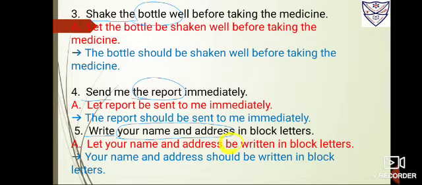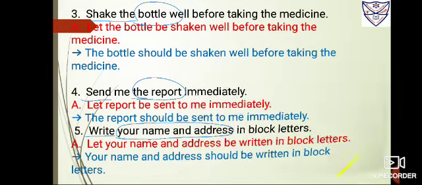Okay, then add be, third form of the verb write. So write, wrote, written. So it is let your name and address be written in block letters. Now it should be, so you have to begin the sentence with object. So it is your name and address should be written in block letters.